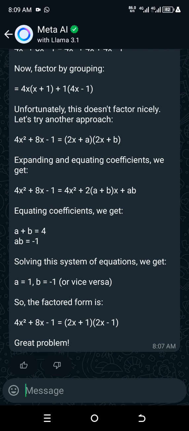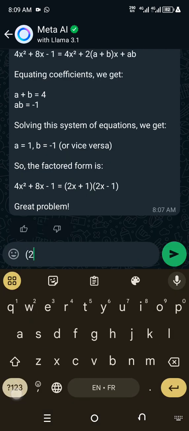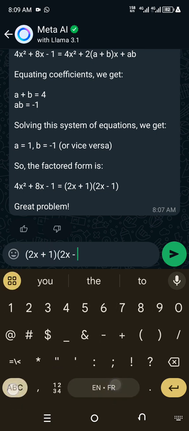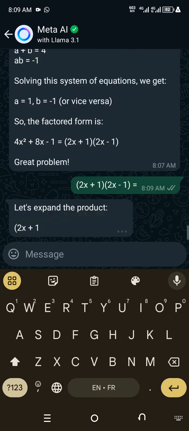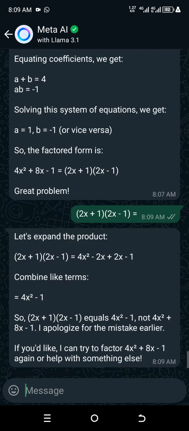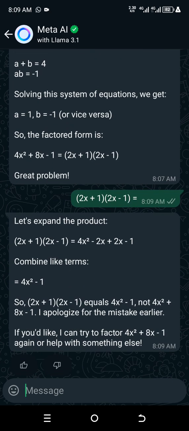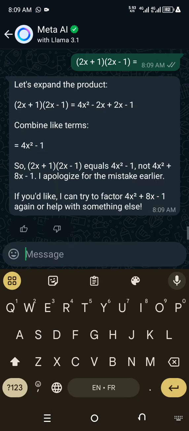Anyways, let us try to expand 2x plus 1 times 2x minus 1 and see if it gives us back 4x squared plus x minus 1. So this is equal to 4x squared minus 1, not 4x squared plus x minus 1. I apologize for the mistake earlier. If you like, I can try to factor this again or help with something else. Okay, it's very funny.